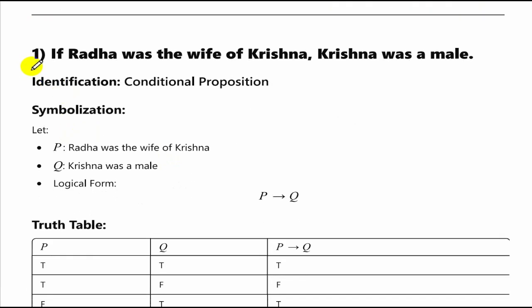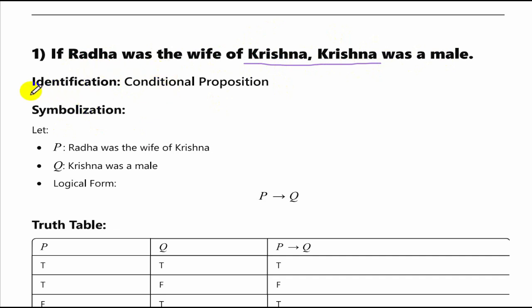Okay, so they'll give you this question: if Radha was the wife of Krishna, Krishna was male. Okay, so they've given Krishna 2 times, so you have to consider it as 1 time. Means Radha is wife of Krishna and Krishna is male. Okay, so this is 2 statements. Compound means 2 statements. Compound proposition means made up of 2 statements.